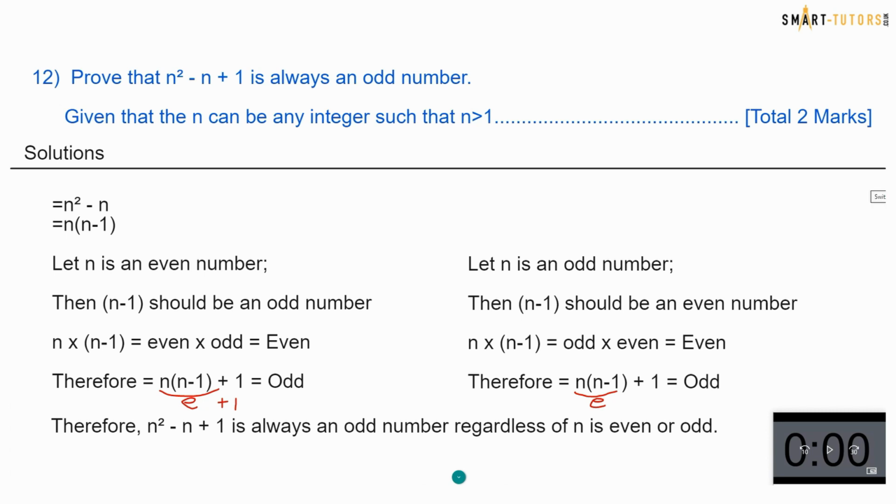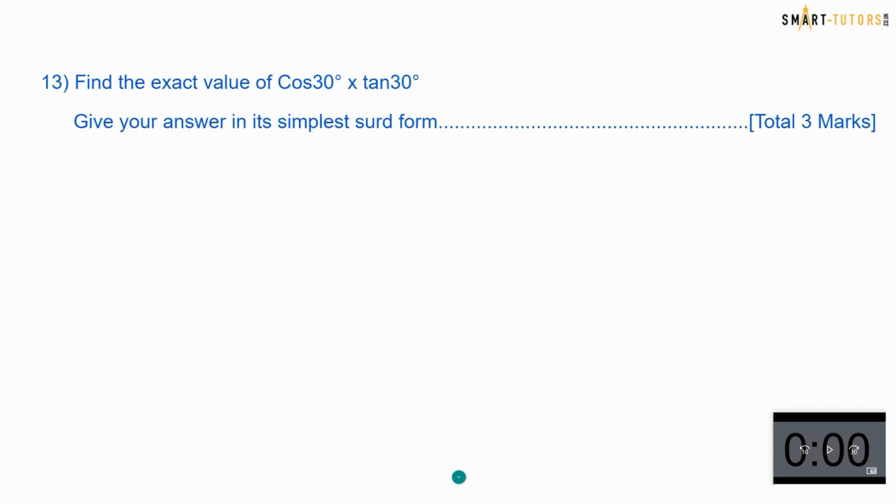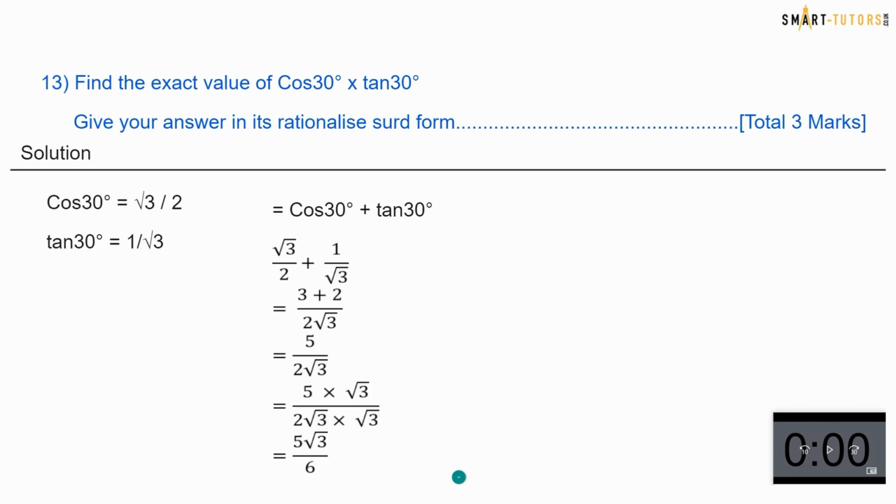Let's look at question number 13. Find the exact value of cos 30 degrees times tan 30 degrees. Give your answer in its simplest surd form. Let's look at the answer for this one. The answer is 5 root 3 over 6, right? So now have a look. Cos 30, you need to remember, is root 3 over 2. And tan 30 is 1 over root 3.